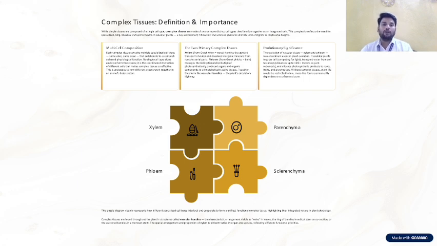Then how the primary complex tissues are formed. Basically, the complex tissues in a plant are xylem and phloem. Xylem, from the Greek word xylon, meaning wood, handles the upward transport of water and dissolved inorganic minerals from roots to the aerial parts of the plant like leaf, fruit, flower, etc.